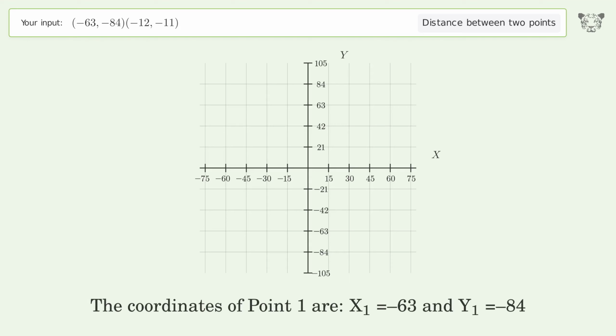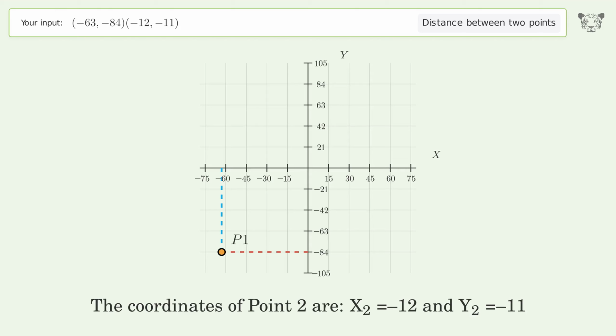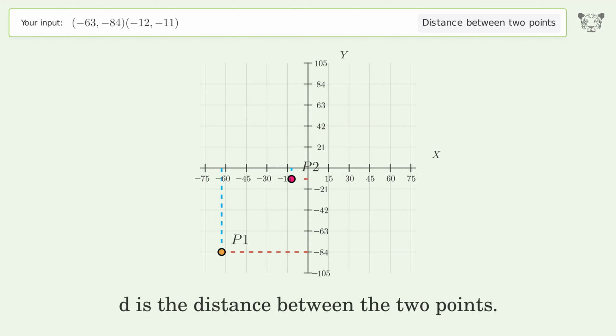The coordinates of point 1 are, x1 equals -63 and y1 equals -84. The coordinates of point 2 are, x2 equals -12 and y2 equals -11. D is the distance between the 2 points.